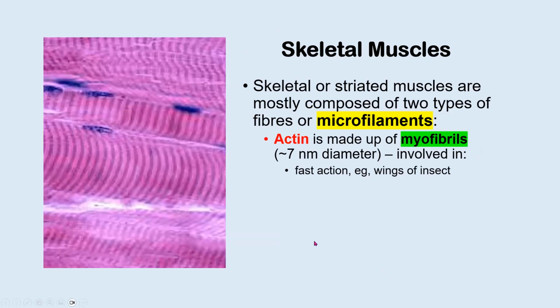So there are two sorts of microfilaments. They're very small, but very strong. One of them is called actin. And it's made up of what are called myofibrils; myo means muscle, and fibrils, strands. They're about 7 nanometers in diameter.